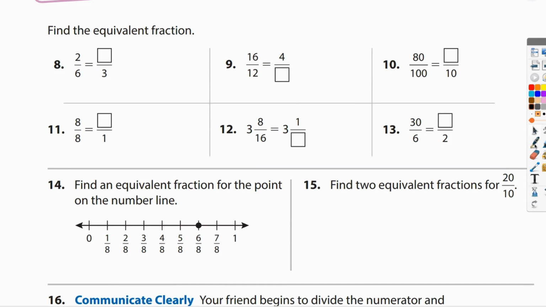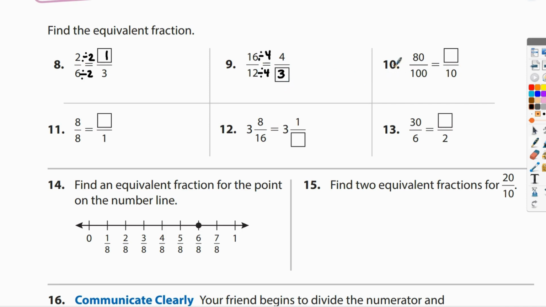Let's look at question 8. Find the equivalent fraction. Again, if I have a 6 here, what did I need to divide the 6 by to get that 3? I needed to divide the 6 by a 2. So I'm also going to divide the 2 by the 2, which is going to give me 1. And that's it. Over here, what did I divide the 16 by to get 4? I divided the 16 by 4. That gave me this 4. So that means I can only then divide the 12 by the 4 as well. That's going to give me 3. The answer then would be 4/3.